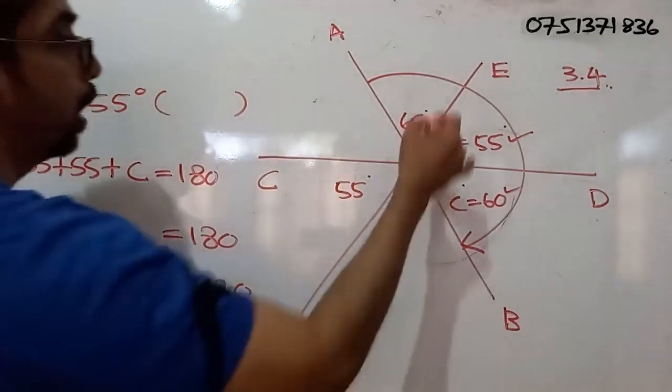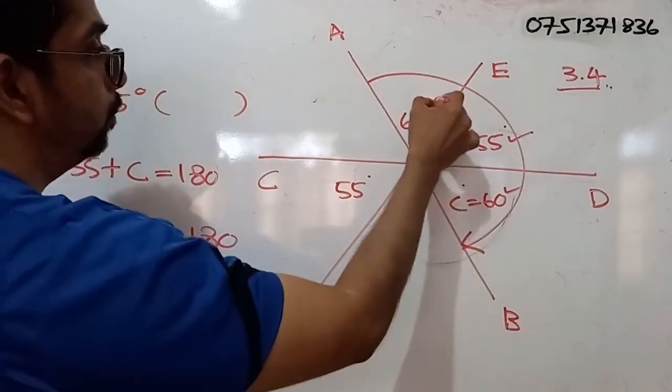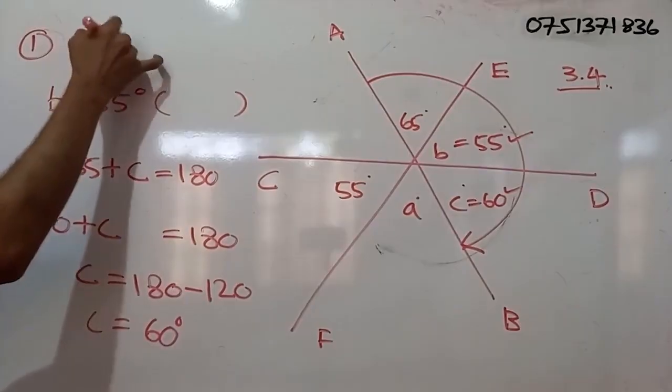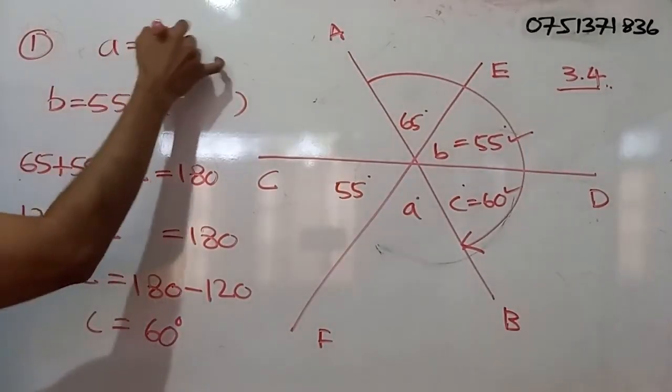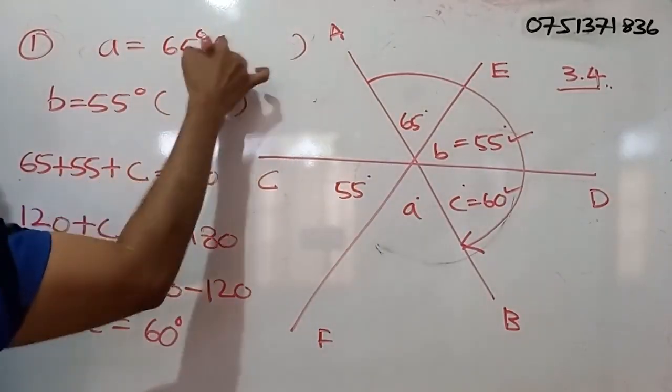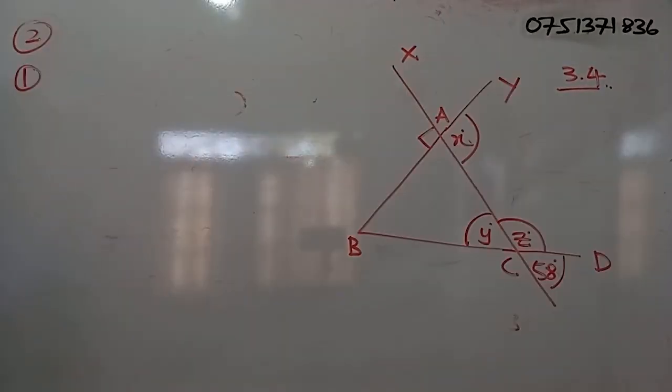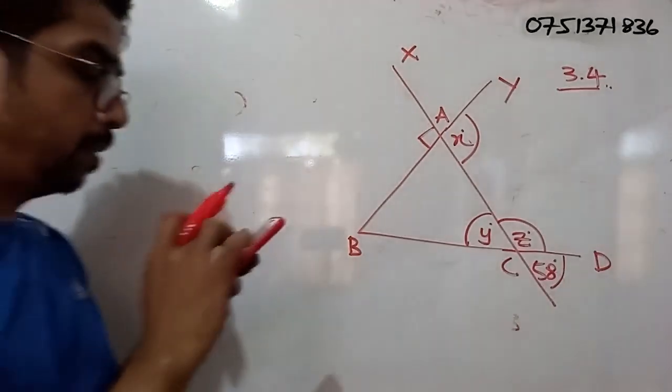Right. If we take A, right? So A is equal to what? Okay. So here A is equal to what? 65 degrees. Why? Vertically opposite angles. So we have to find simple x, simple y, and simple z.